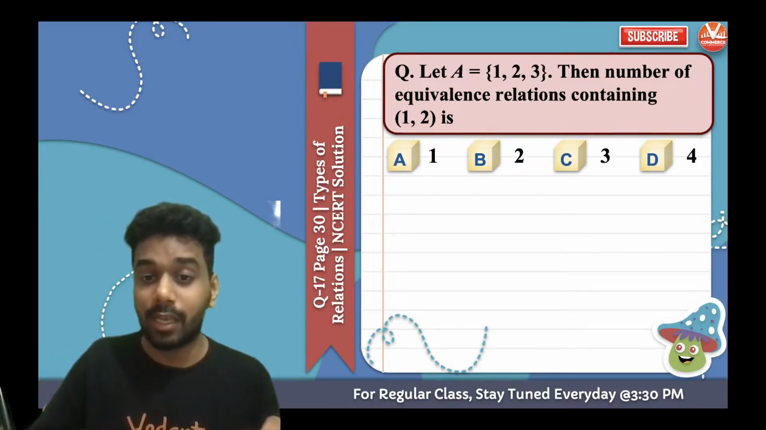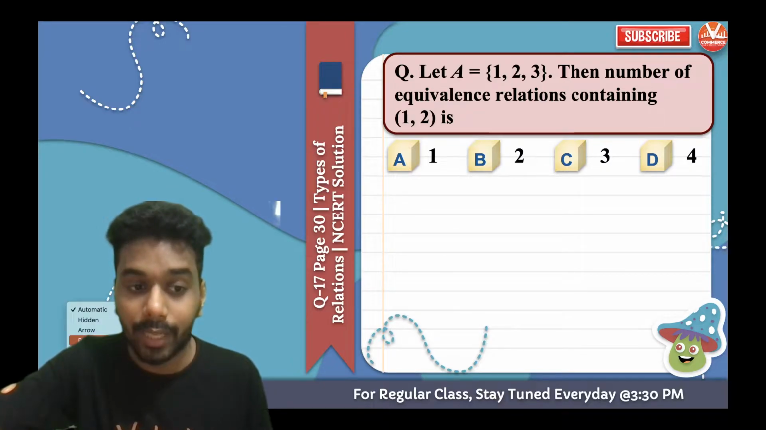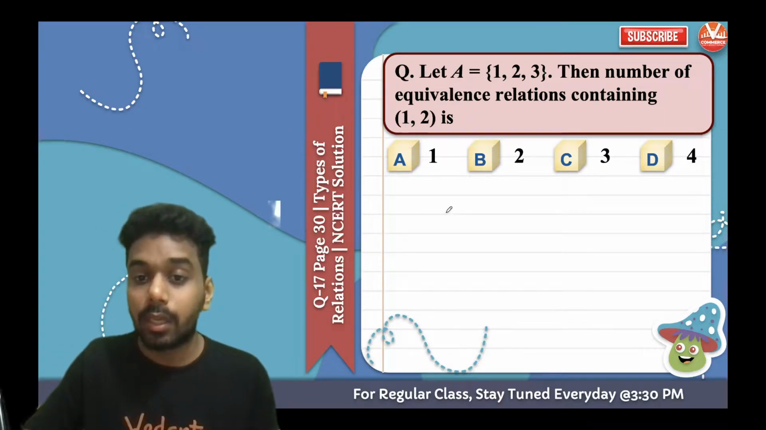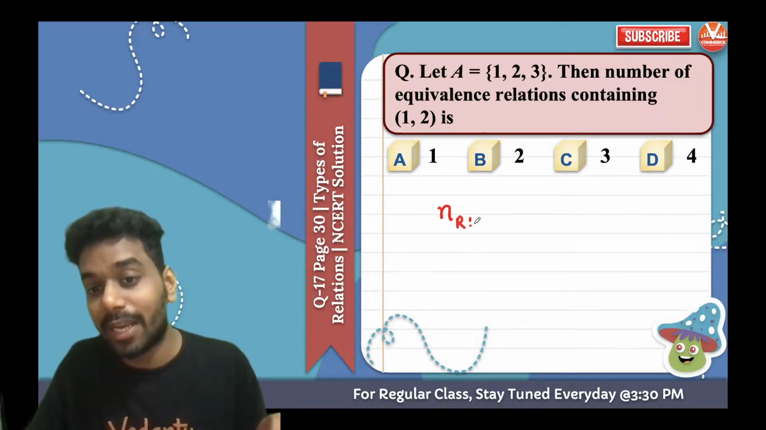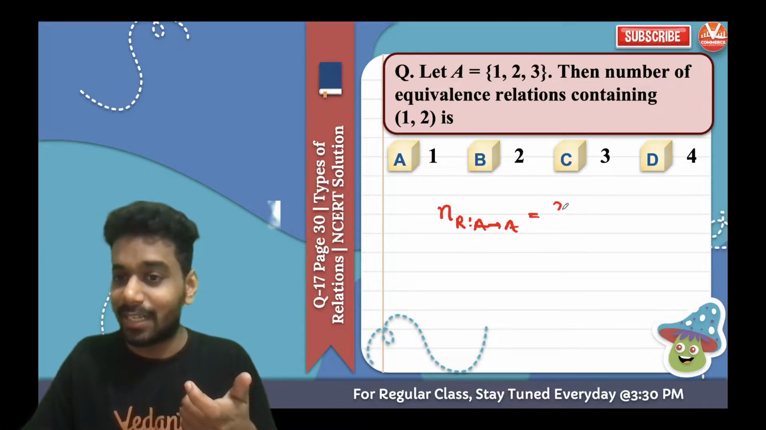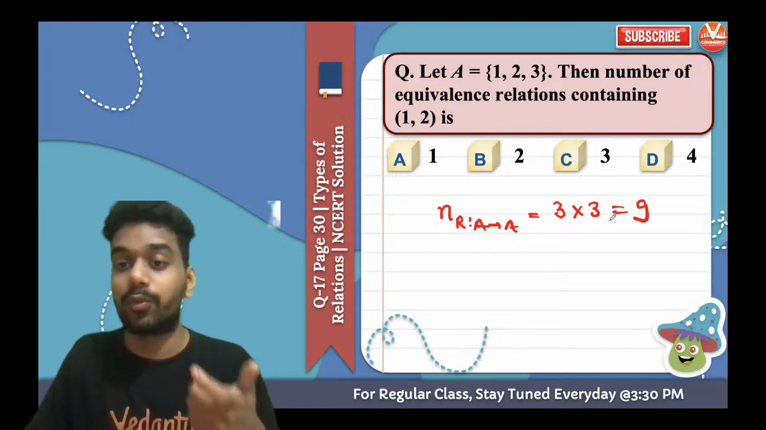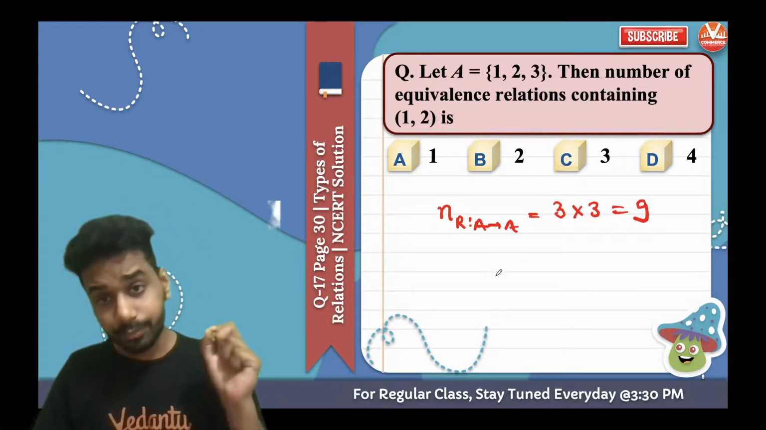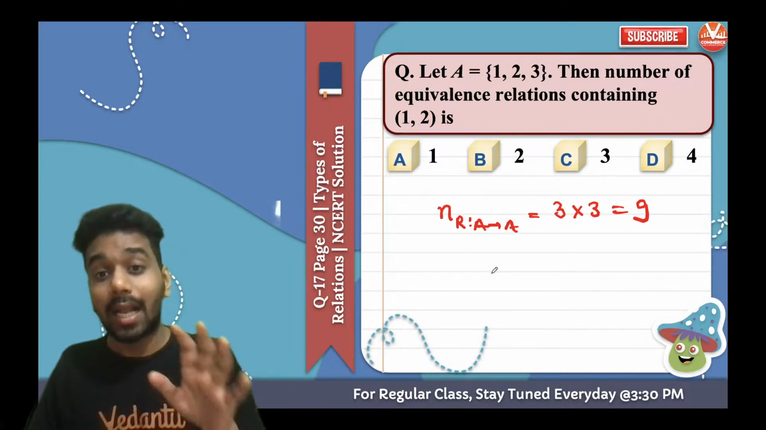So listen carefully to what I am saying. If you want to define a relation from A to A, the number of elements in the relation will be the number of elements in the first set multiplied by the number of elements in the second set, which is 3 into 3, that is 9. That's the first thing. Now the second point is the number of equivalence relations containing 1, 2.